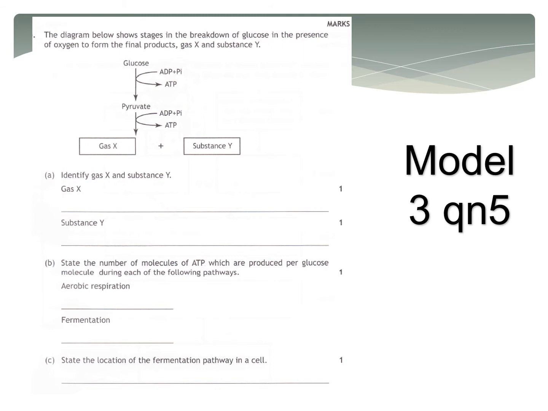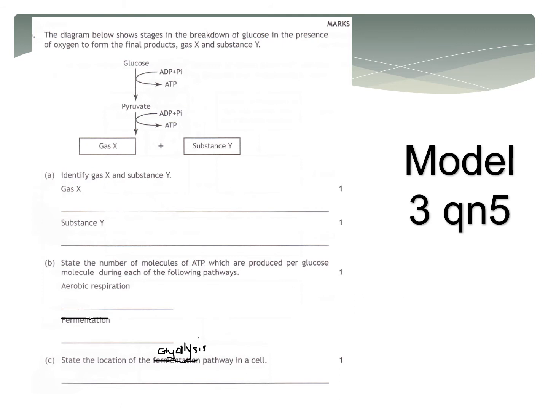So gas X, substance Y, and then it says state the number of molecules of ATP which are produced per glucose molecule during each of the following pathways, so aerobic respiration and fermentation. You might not be able to get that one. And then C, state the location of the fermentation pathway in a cell. You might not be able to get that one either, but if you change the word fermentation to glycolysis, which is the first stage, and you do the same with the one above, then you'll be able to answer the questions on fermentation after we go over it.